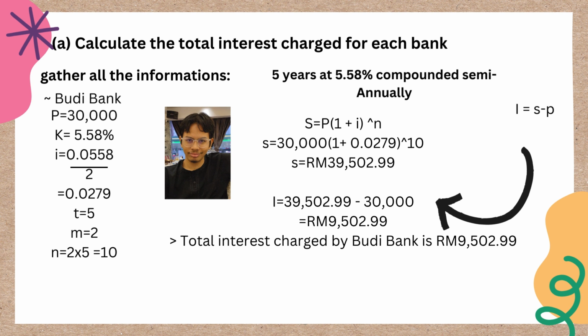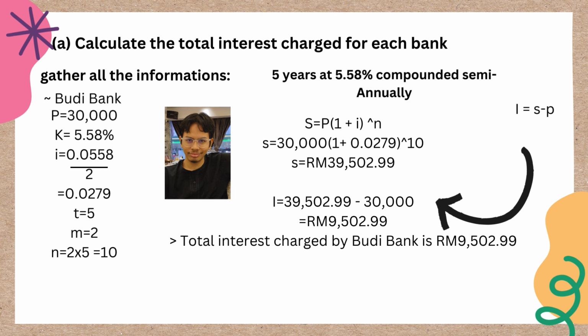First off, we have to gather all the information before we calculate. We can use this compound interest formula to solve the problem: S equal to P(1 plus i)^n. So P is the principal, m is the frequency of conversion, k is the annual nominal rate, i is the periodic interest rate, n is the number of interest calculated in the investment period, S is the future value, I is the compound interest.